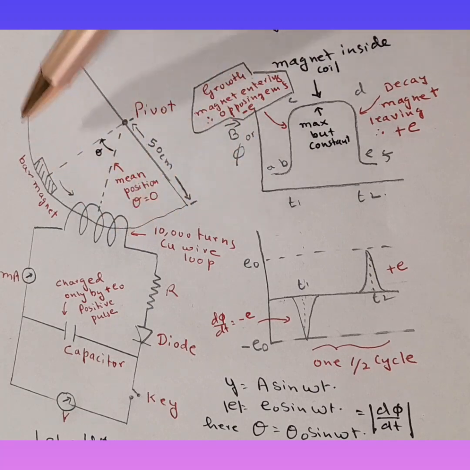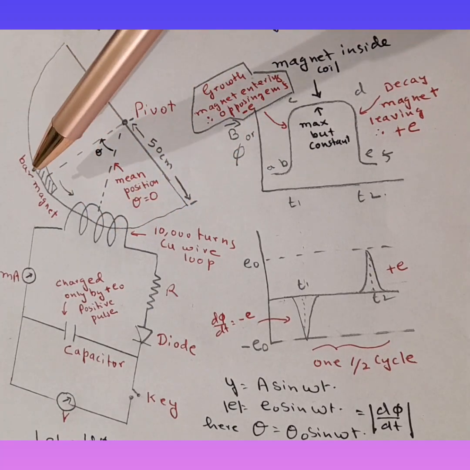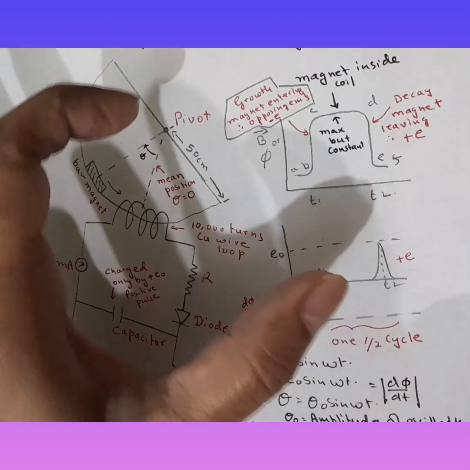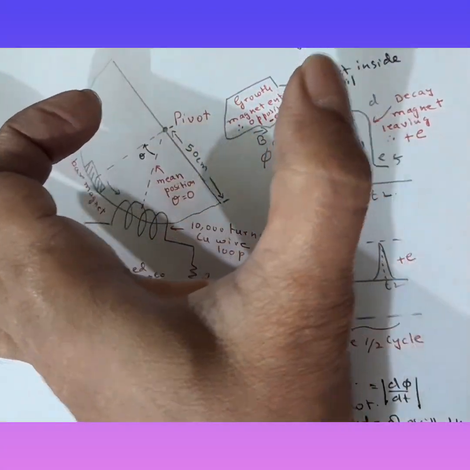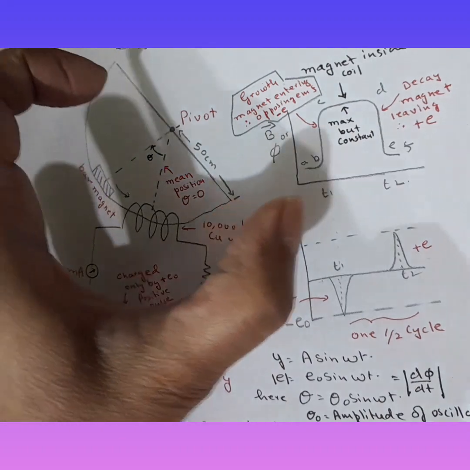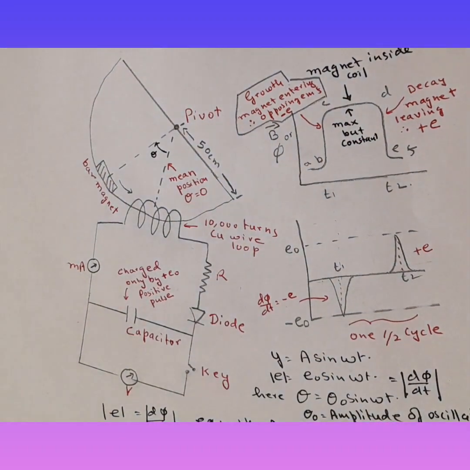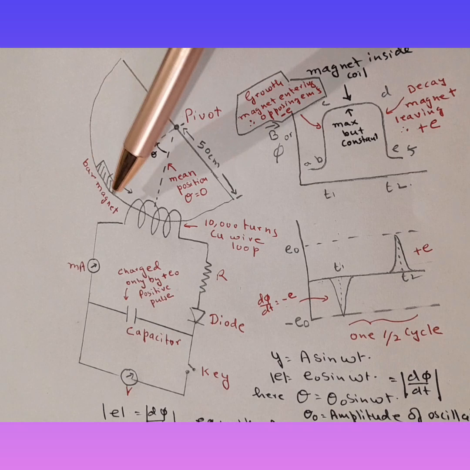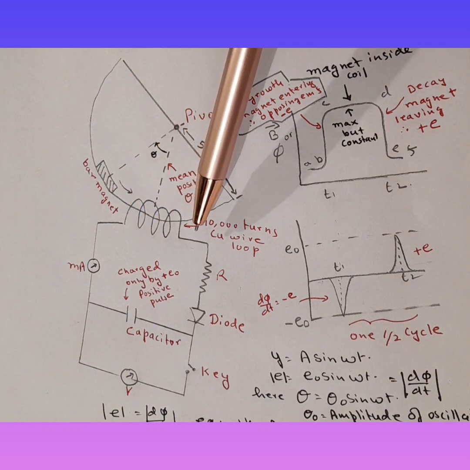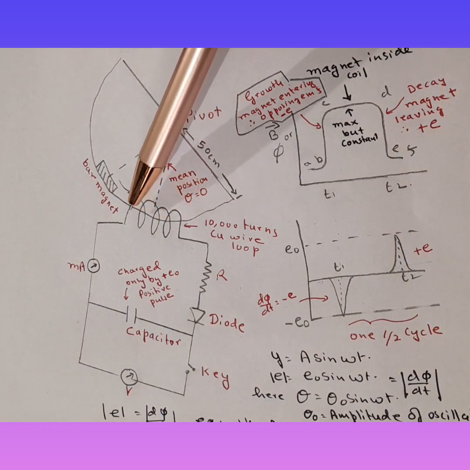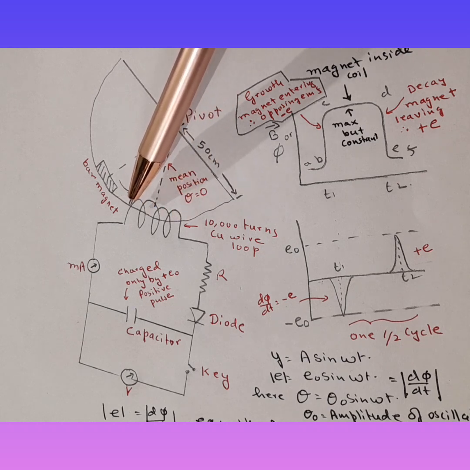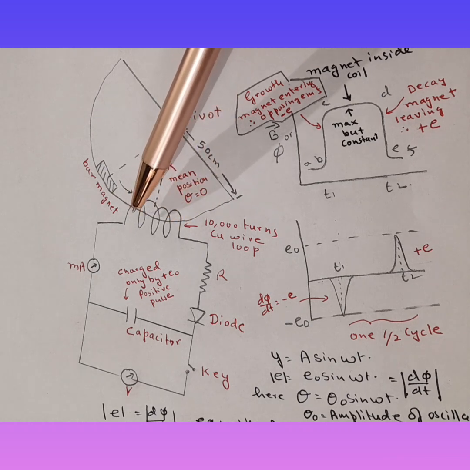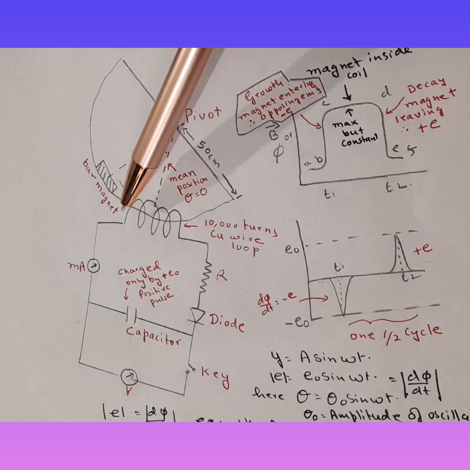This is a semicircular arc on which is fixed a bar magnet, a permanent magnet. It would be swinging this way, and it would be swinging this way. Now when it is swinging, what is going to happen? Obviously the magnet would be passing in through the coil and then coming out through it, passing in and coming out again. This way there would be an oscillatory motion going on.